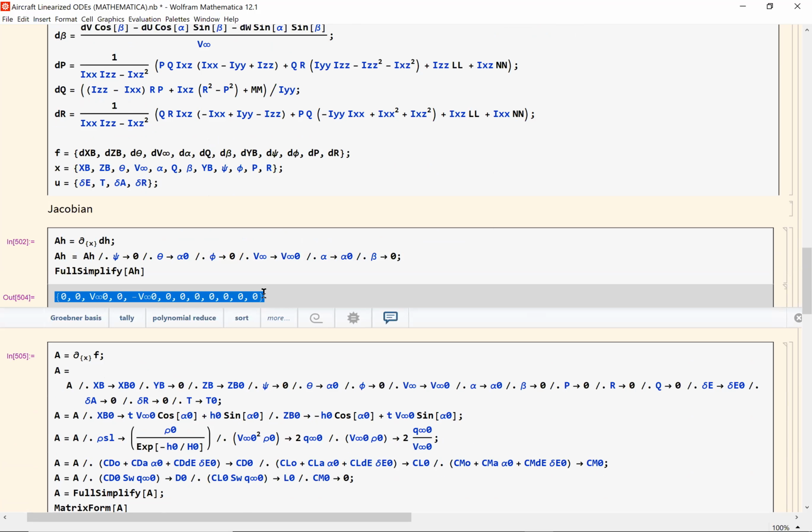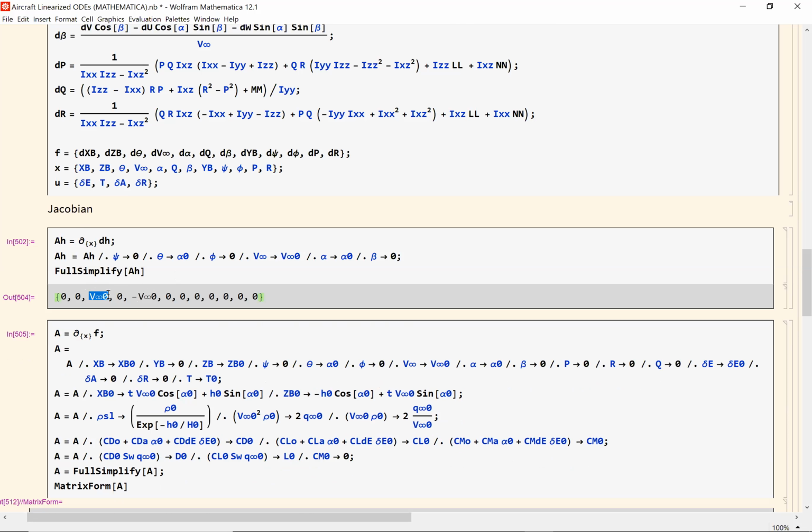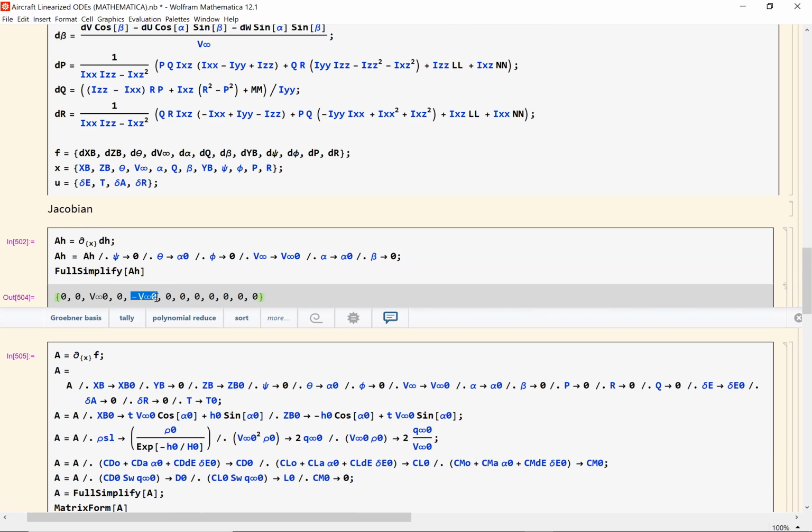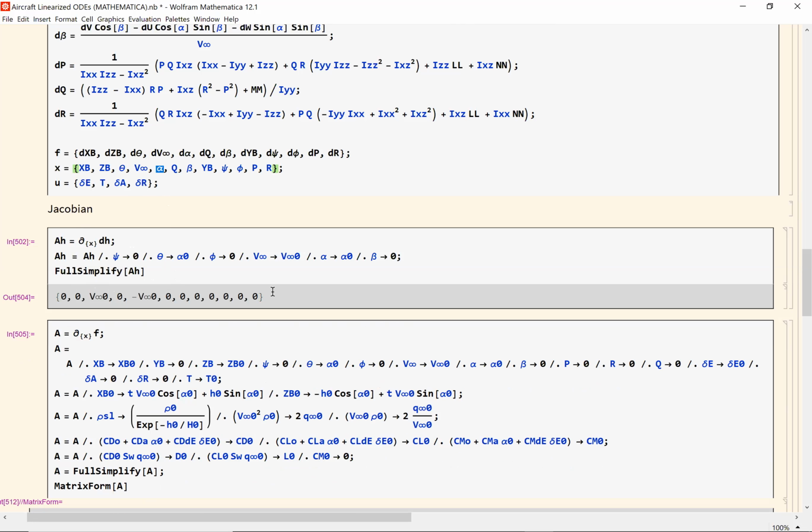But here, keep in mind that since the order of the states is a little bit modified, this V infinity star or V infinity 0 here in Mathematica, and minus V infinity 0, are going to be at different positions. Let's check if indeed they're correct. So we have V infinity 0 is the third position and corresponds to theta, which is what we found earlier, and this minus V infinity 0 is the fifth position, which corresponds to alpha. So that's exactly what we found in the notes.